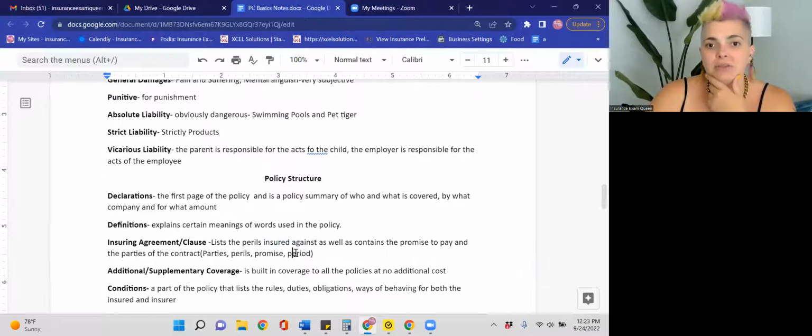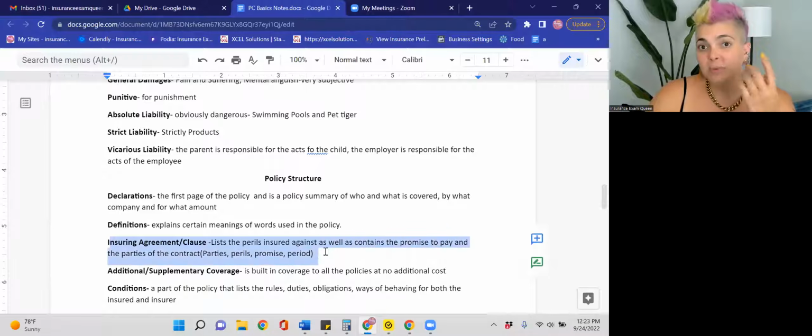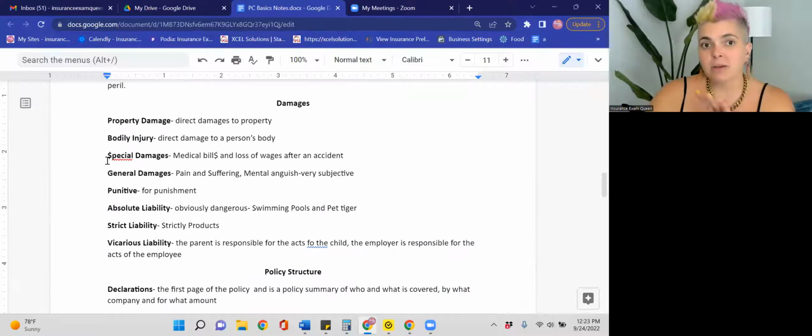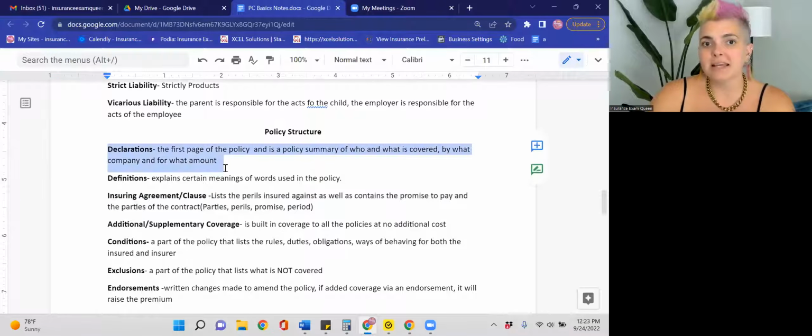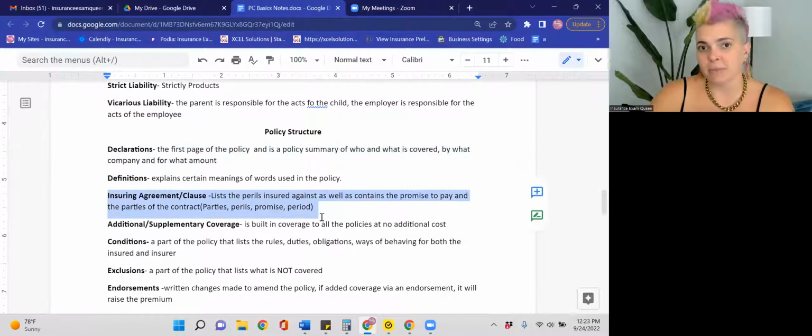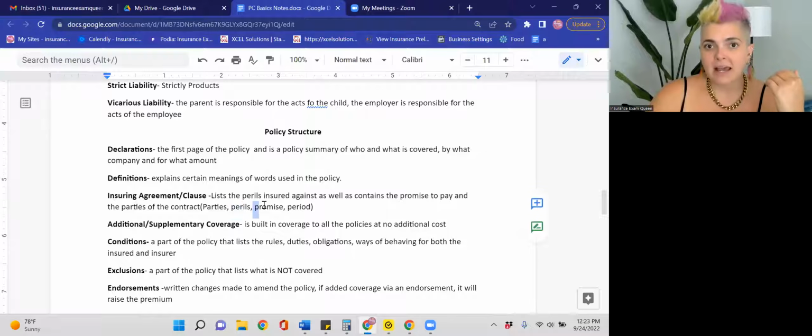It also lists out the period, how long it's good for. The one thing that's not in the insuring agreement with a P is premium. Premium will stay on the dec page. Oh, sorry, up here. Premium stays on the dec page, not in the insuring agreement. It's the one P that's missing. So the insuring agreement has the parties, it has the perils, it has the promise, it has the period, but not the premium.